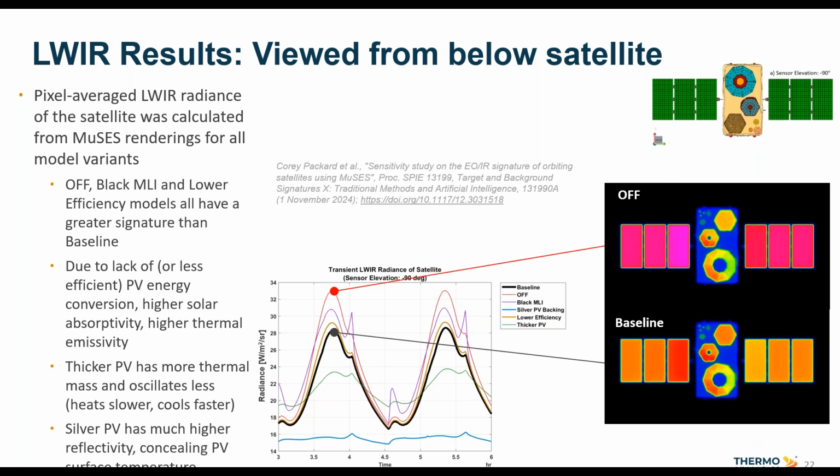And just to make sure this is clear, the way that we're calculating these curves is we're generating these 2D radiometric sensor images at many different times throughout the orbit for all these different models. The images look like what I'm showing at the right there. I just showed two, one with the off model and one with the baseline. And then we're averaging all the pixels that are on the satellite to come up with that average long wave radiance. So each data point on the family of curves on the left is a pixel-wise average of these radiometric images like you see on the right.